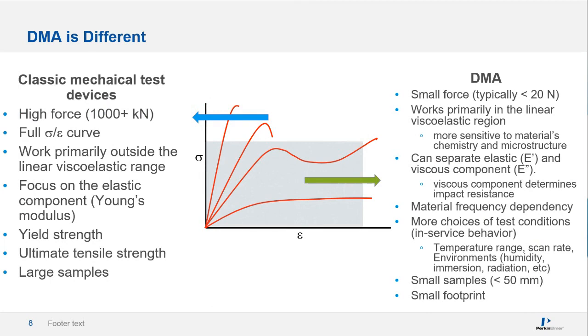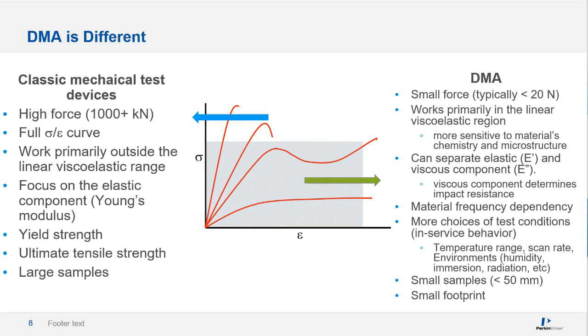A classic tester can produce very high force. They can generate the full stress-strain curve, give you Young's modulus if done in tensile mode, but work primarily outside the linear region for the measurement of yield and ultimate strength, etc. A DMA, however, uses a smaller force and works primarily in the linear region, making it more sensitive to a material's molecular structure and chemistry-related properties.